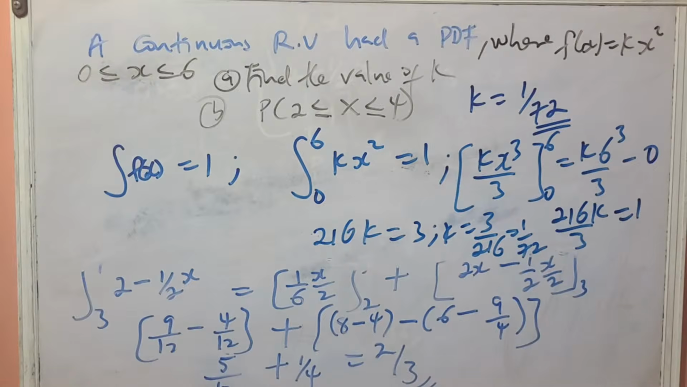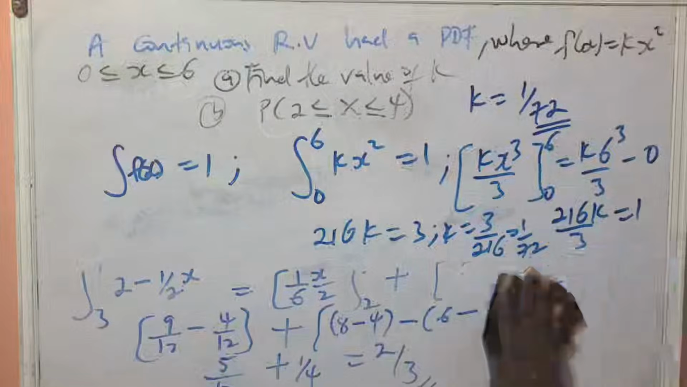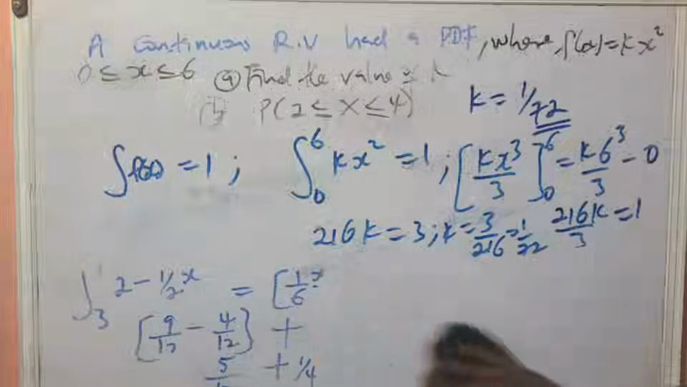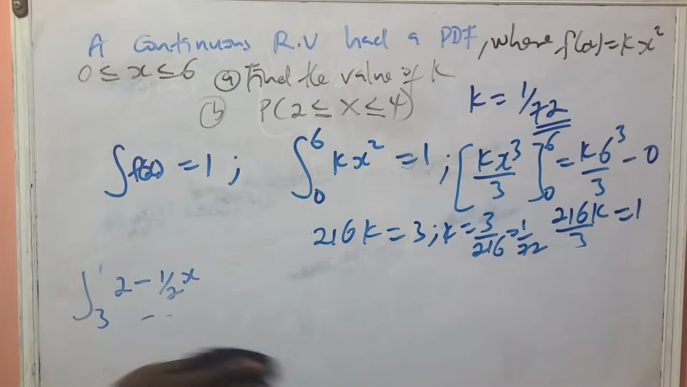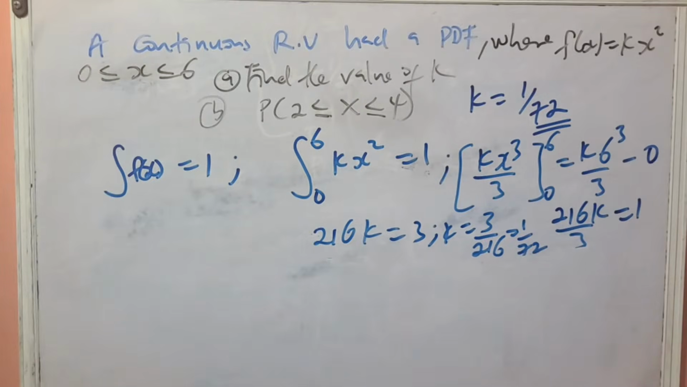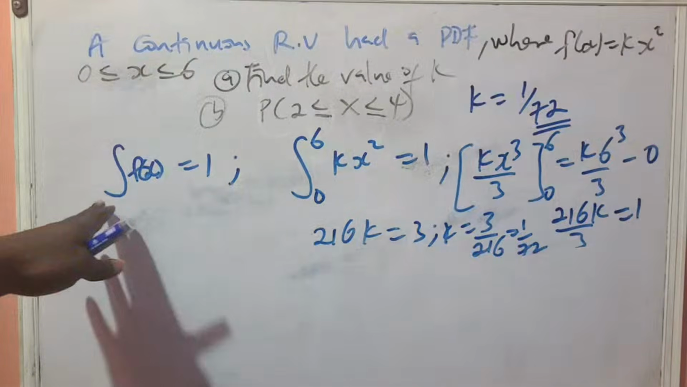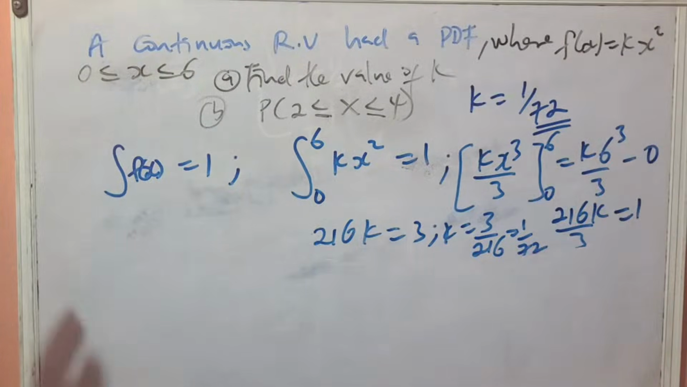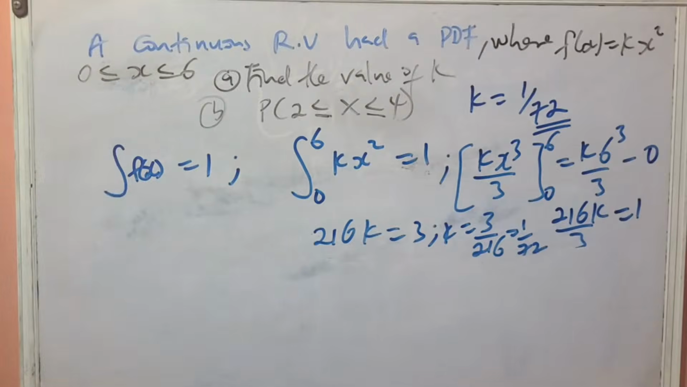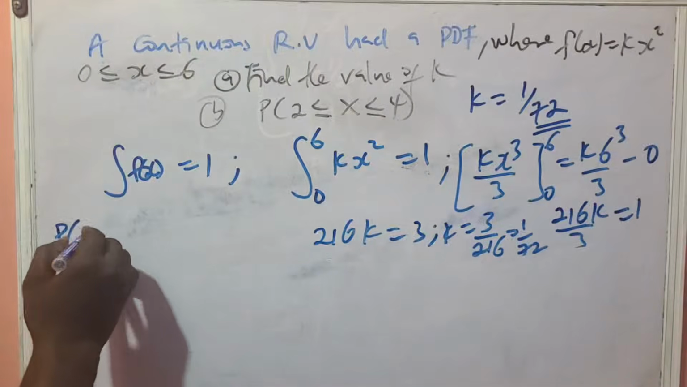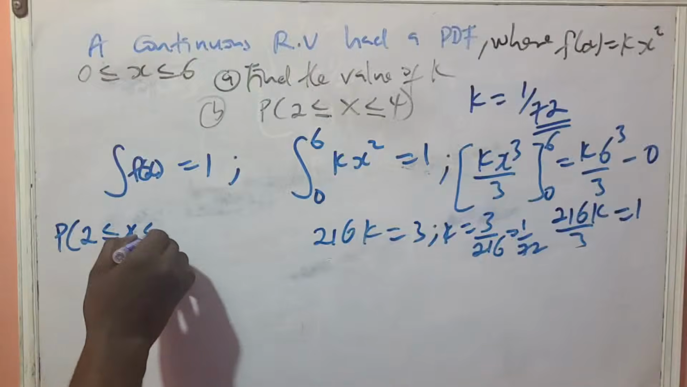Now, the next question said you should find the probability of x being between 2 and 4. It's that simple. You can see how simple these questions are. All you needed to know was the prerequisite: if it's a continuous random variable with a PDF, the integral of the function over its limits must be equal to 1. Very simple and straightforward. So what's the value for the probability of x being between 2 and 4?